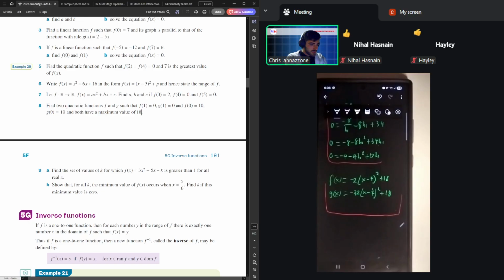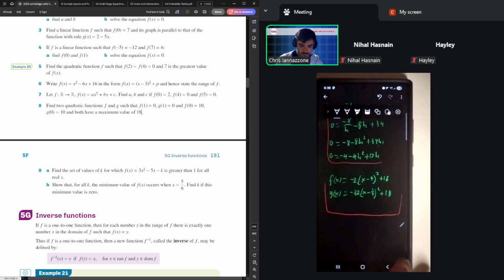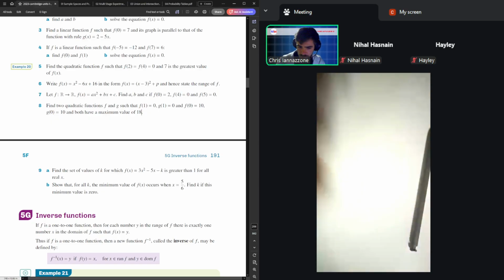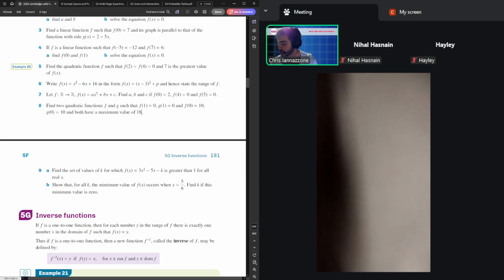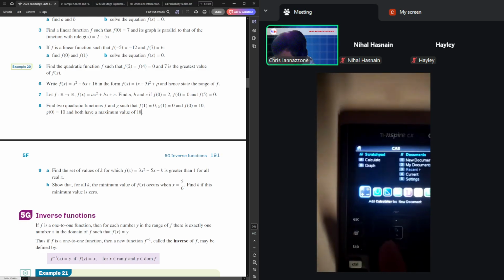Okay, find the set of values k for which that function is greater than 1 for all real x. This one will be a lot simpler, especially if we're going to assume it's CAS. This one, you can literally CAS out in one go. I'll start with the CAS thing, and then I'll do something a bit more tech-free-ish.